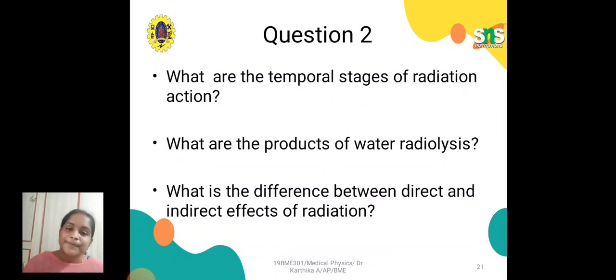Okay, after that, I have the second set of questions. Please note down your answer and verify by yourself. What are the temporal stages of radiation action and biological effects of radiation? What are the products of water radiolysis? What is the difference between direct and indirect effects of radiation?